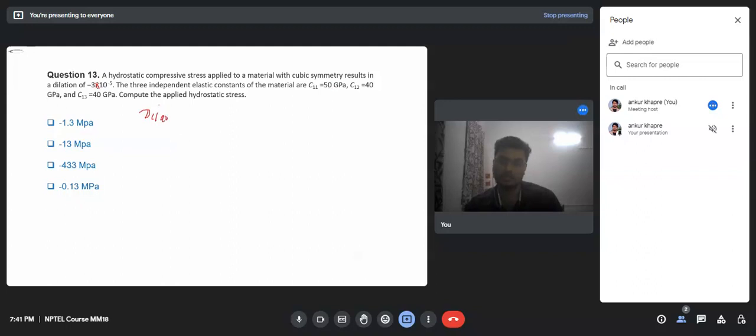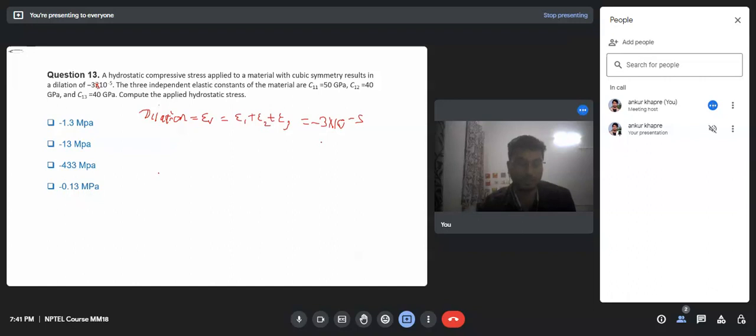Dilation is equal to epsilon V, which is equal to epsilon 1 plus epsilon 2 plus something. What does that mean? It means strength dilation. So the value is around minus 3 into 10 to the power minus 5. Okay, no unitless value.